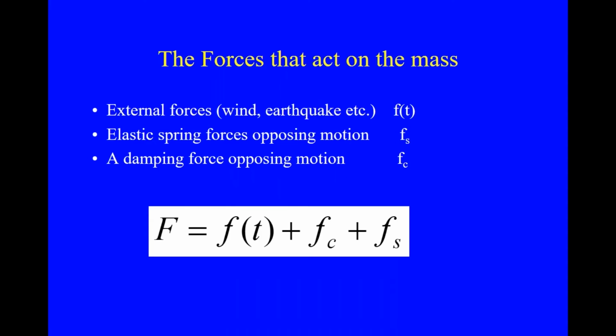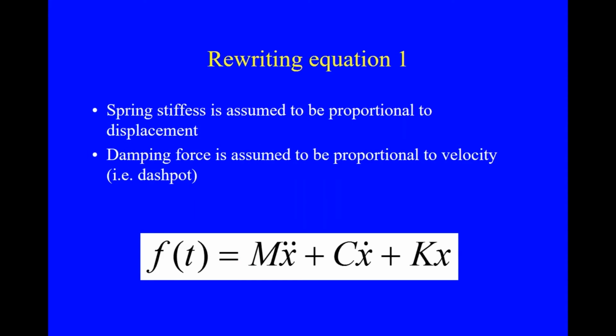Let me take us right the way back to the beginning and say, let's start with Newton's second law of motion. Force equals mass times acceleration. The force is acting on a structure. Well, we can have the actions of natural events, wind, earthquake, traffic, for instance. And we've got elastic forces opposing the motion, and we've got a damping force opposing the motion. So we've got those forces which we can incorporate into our overall force.